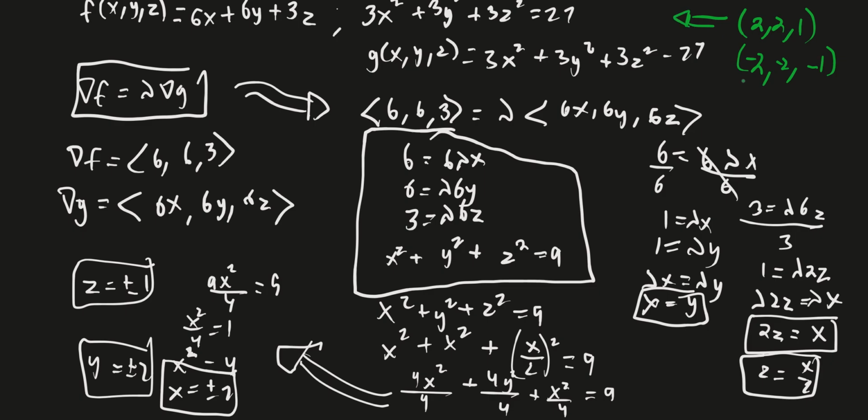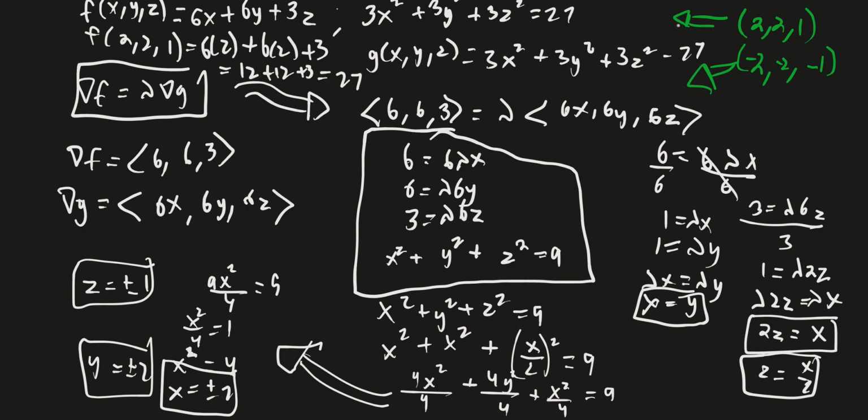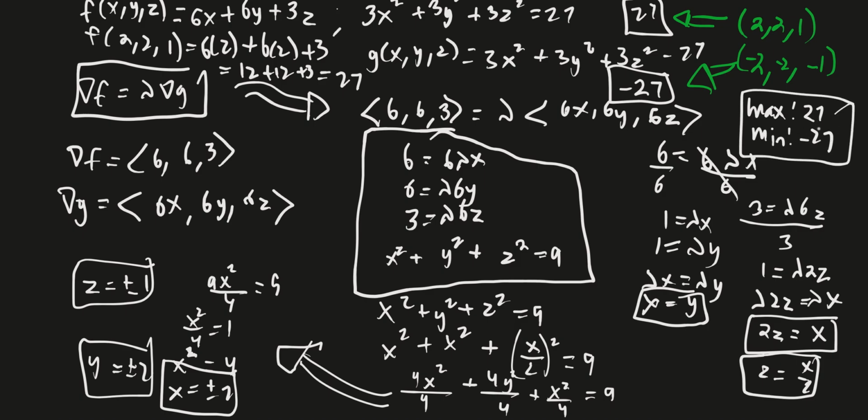So we can plug this in and get a value. f of x, y, z is all of this. So f of 2, 2, 1 is 6 times 2 plus 6 times 2 plus 3, which is 12 plus 12 plus 3, or 27. And then this other point gives negative 27. I won't solve it here, but you can think about it and solve it on your own. So your max is 27, and your min is negative 27. That's your answer.